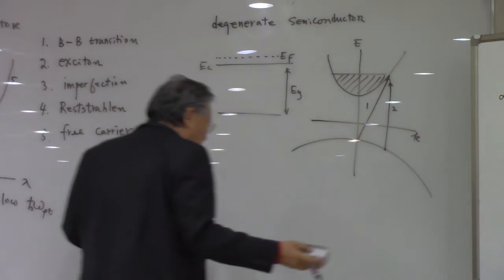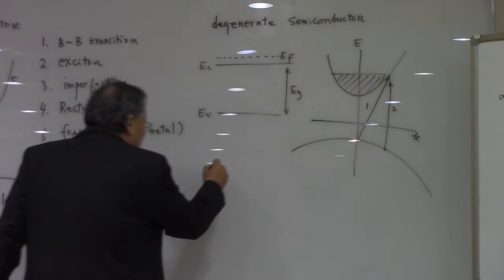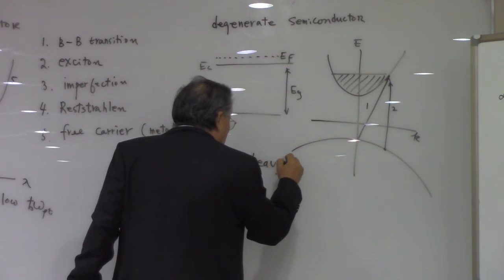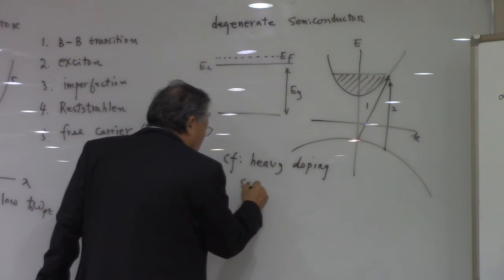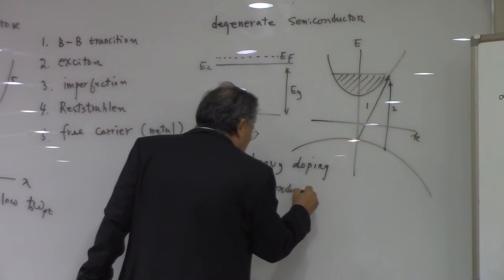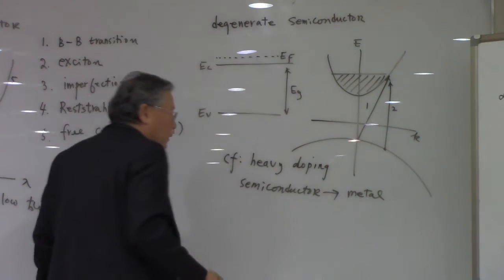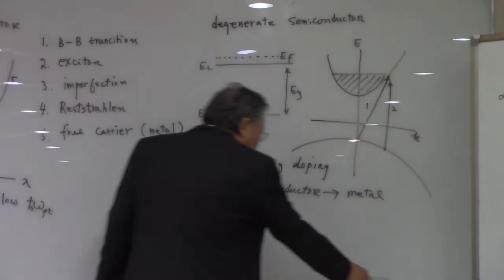So if you have a semiconductor, it can be transformed into a degenerate state by heavy doping, for instance. If you do the heavy doping, then the semiconductor becomes metallic. And then this semiconductor is going to be called the degenerate semiconductor. And otherwise, it should show the direct or indirect transition.